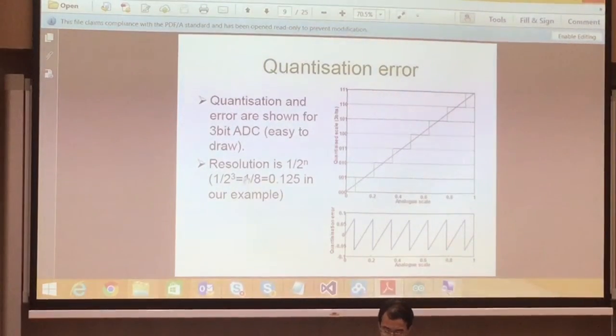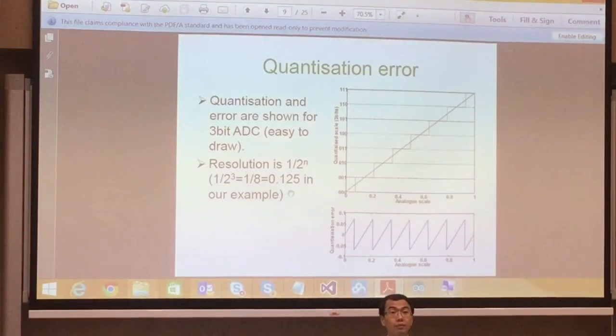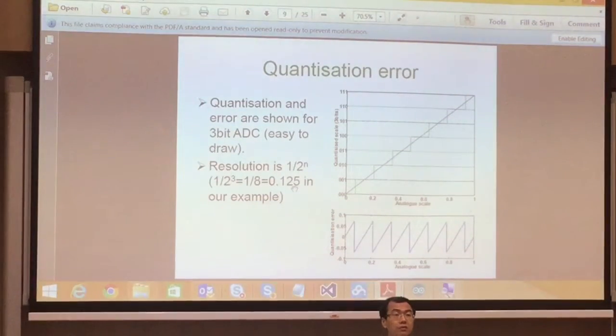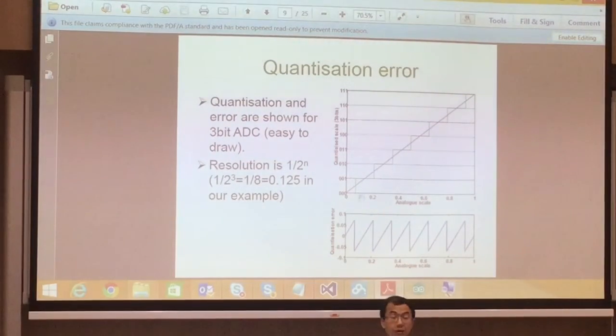And the resolution we talk about basically is 1 over 2 to the power of n. So for this case, my resolution here is only 0.125 because you use 8 digital values to represent the analog scales from 0 to 1.